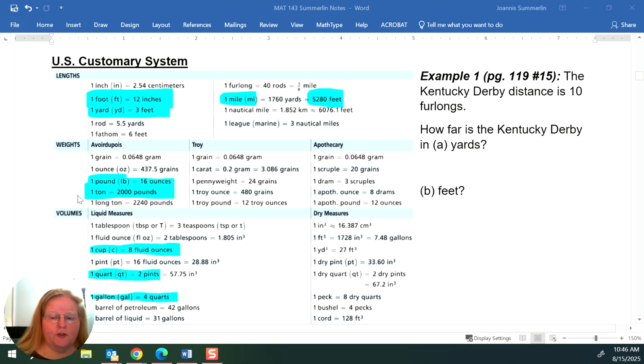For example 1, and basically 2B is like a continuation of what happened in 2A. We do it the exact same. That's why I taught you that way in 2A. So it says the Kentucky Derby distance is 10 furlongs. How far is the Kentucky Derby in yards? So we start with the 10 for, oh, it helps if I change from the highlighter.